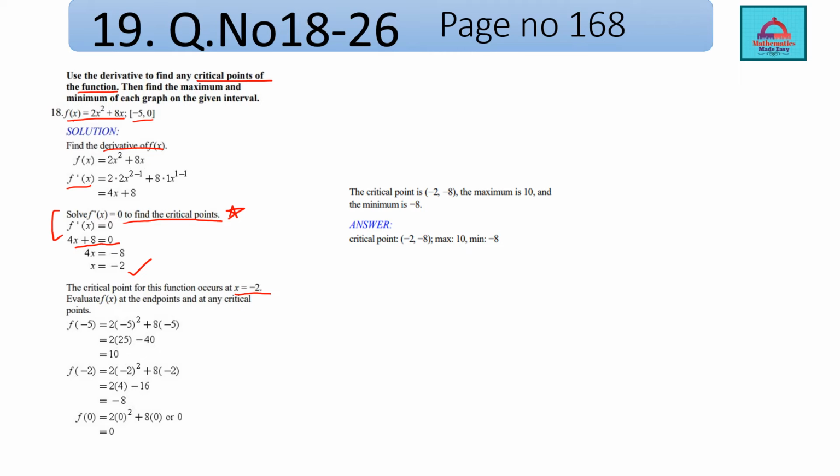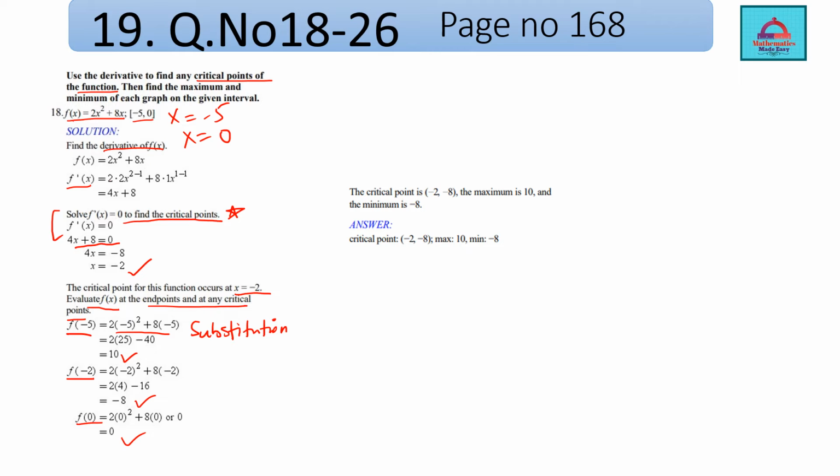Now we need to evaluate the function at the endpoints of the interval and at the critical point to find the values. The first endpoint is -5, the second endpoint is 0. At -5 the value of the given function, by substitution, meaning wherever there is x you substitute -5, you get +10. At the critical point -2, you get a negative value. At the last endpoint 0, you get 0.